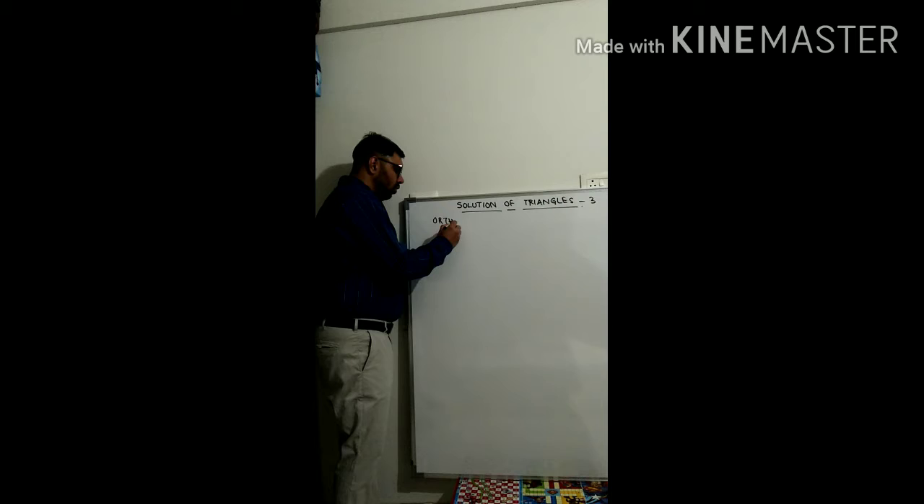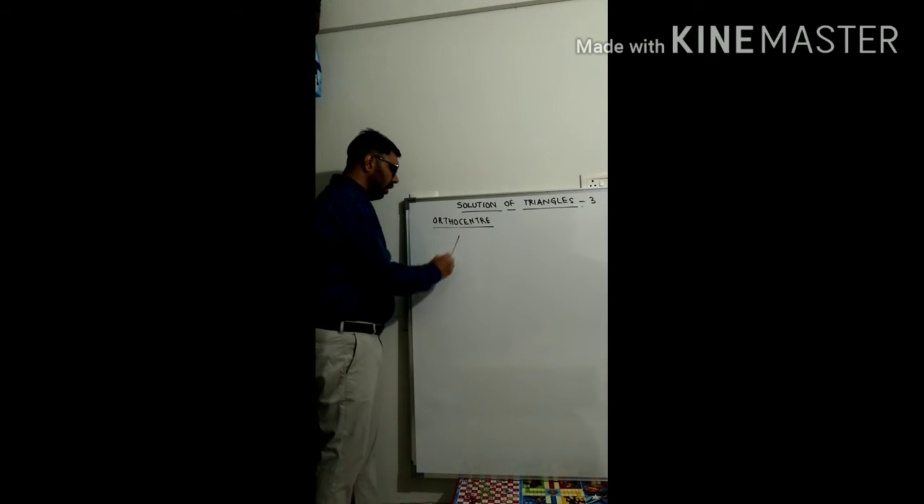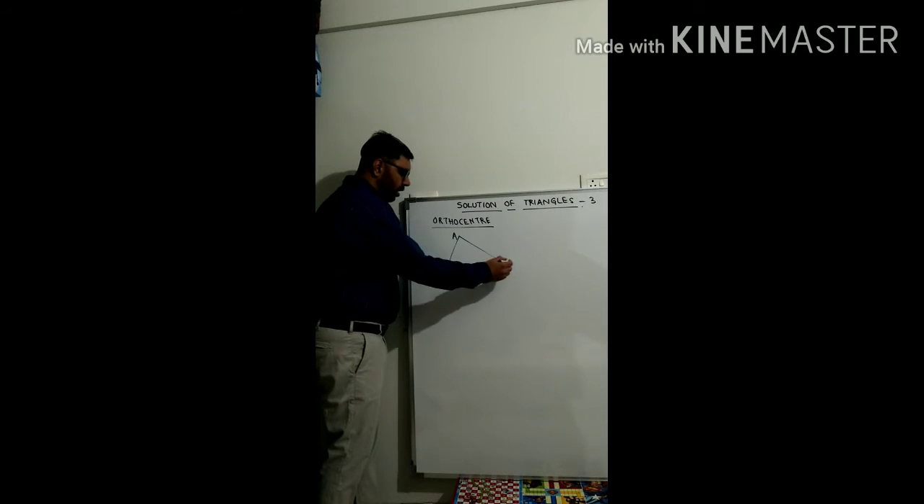If we talk about the orthocenter of a triangle, orthocenter basically means that it is the point of intersection of the altitudes of a triangle. Okay, so if I draw a triangle, say this is the triangle ABC, and I draw three altitudes: one altitude from A to BC, then one altitude from B to AC, which will be BE, and one altitude from C to AD, which will be CF.